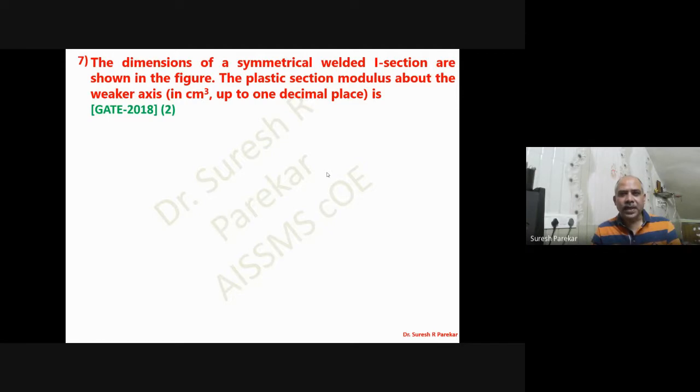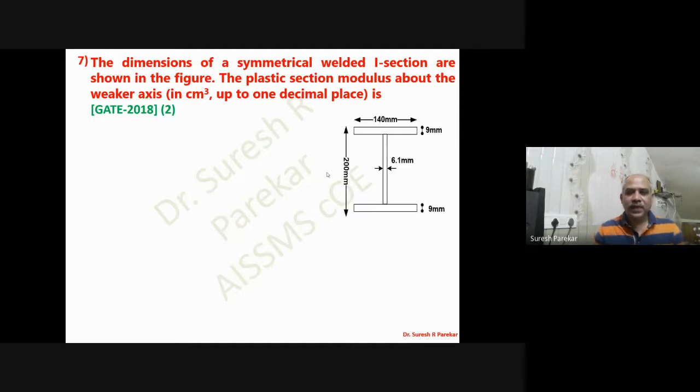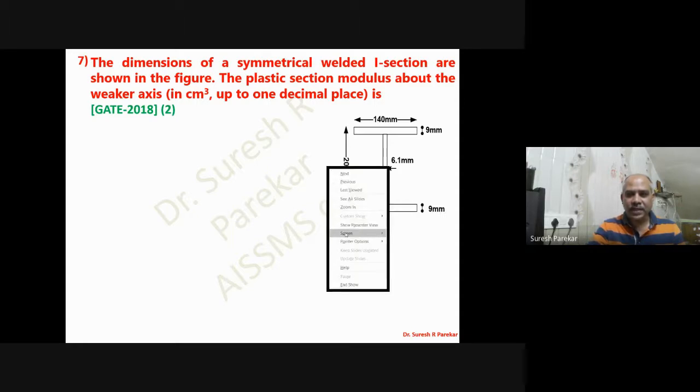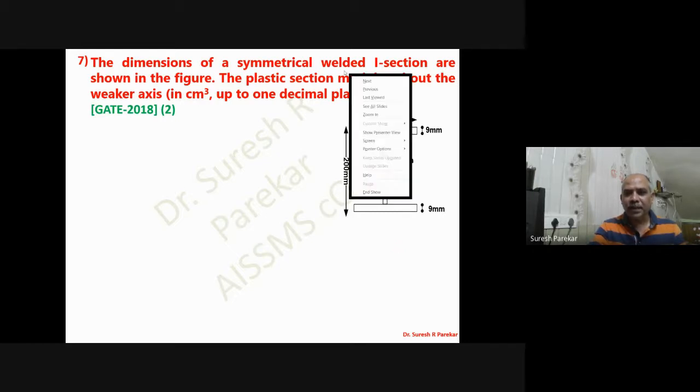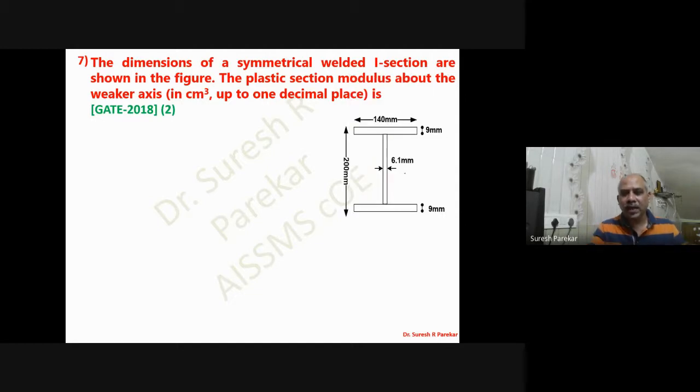The dimensions of a symmetrical welded eye connection are shown in the figure. The plastic section modulus about the weaker axis is asked. Given this, the weaker axis is obviously the axis YY. So now we will find the moment of areas about the neutral axis, that is, about the YY axis. We are interested in YY, so we have this axis, and then you can see this.